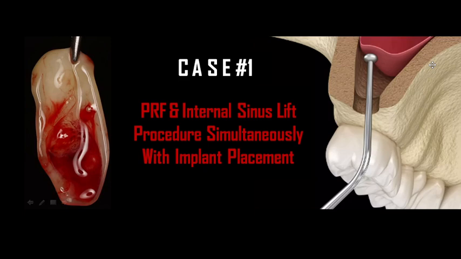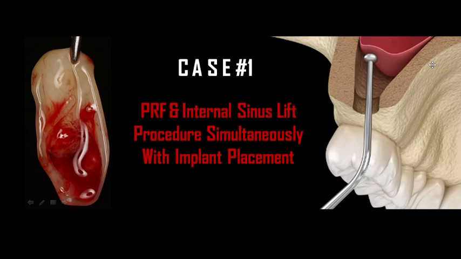So case number 1, I will talk about the PRF and internal sinus lift procedure at the same time as implant placement. As you know, in the posterior maxillary area, insufficient vertical height of the alveolar bone due to the presence of the maxillary sinus, post-extraction bone resorption, and poor quality and quantity of alveolar bone may limit implant placement. In such cases, several sinus augmentation procedures for implant placement have been introduced since 1980. The techniques create space between the maxillary alveolar process and the elevated Schneiderian membrane, which is filled with various graft material to maintain adequate space for new bone formation.